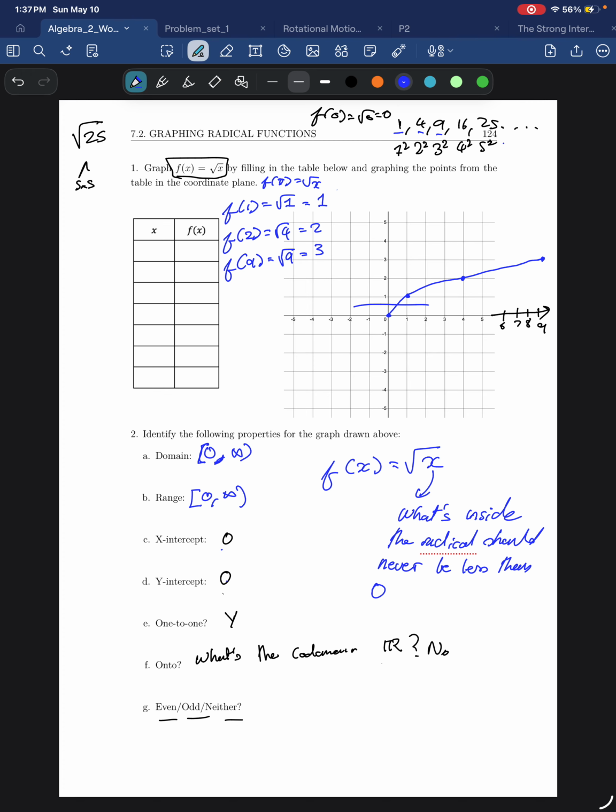It's one-to-one. Remember the horizontal line test? It's going to be yes. And then onto, what's the codomain? If our codomain is all real numbers, then our onto setup is no, it's not onto. But if our codomain is 0 to infinity, then yes. For all real numbers, not for that function. Even, odd, neither, these things you worry about later.